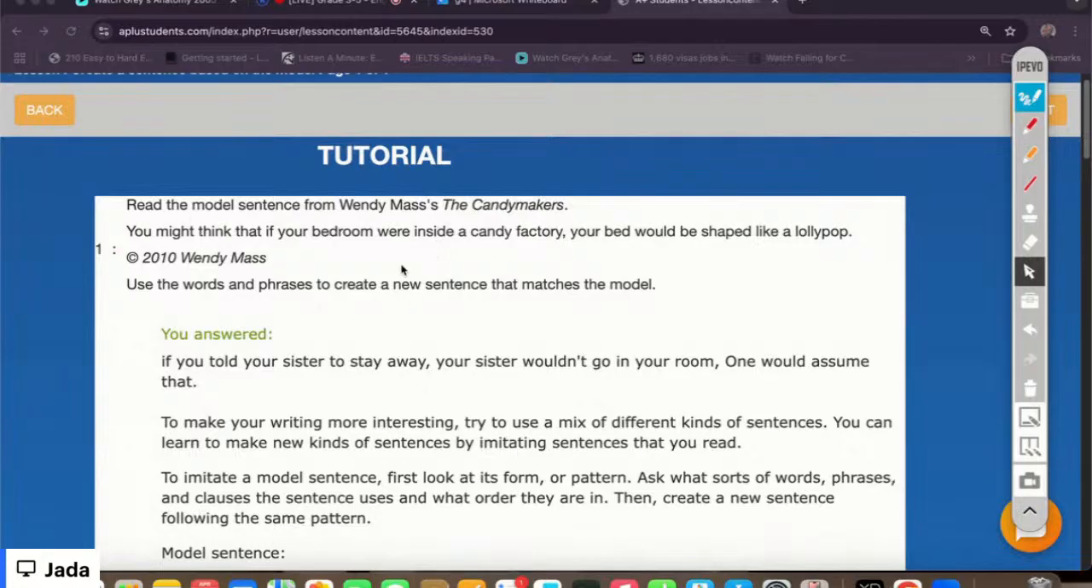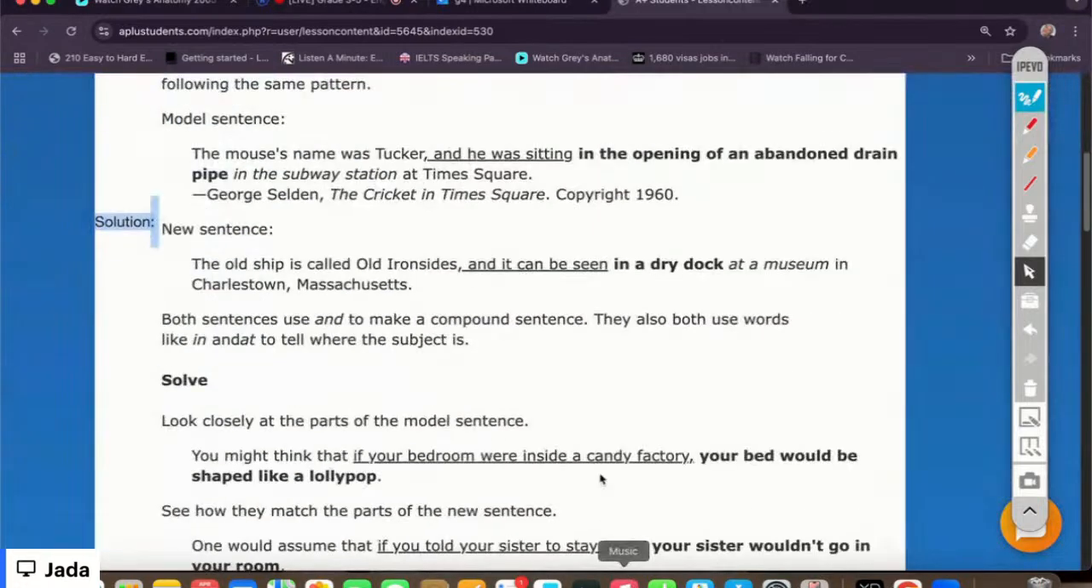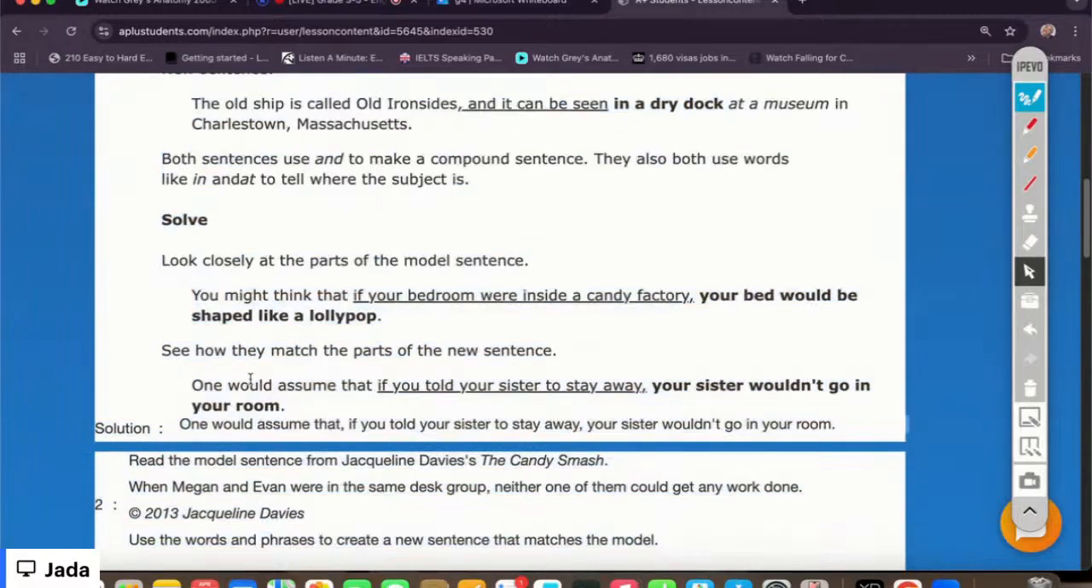All right, let's look at some examples. So we have, read the model sentence from Wendy Mass's The Candy Makers: You might think that if your bedroom were inside a candy factory, your bed would be shaped like a lollipop. So use the words and phrases to create a new sentence. So you can say something like, new sentence: One would assume that if you told your sister to stay away, your sister wouldn't go in your room. So now you can see that there are some similarities between this sentence and this. Okay? It uses "if" to show the condition, and it also has "your" and "your" here.